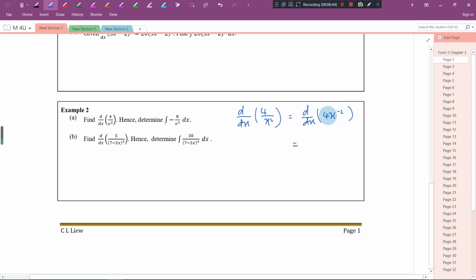Negative 2 times 4, you get negative 8. And copy the x. The power here, you always need to minus 1. Okay, then we change back to this form. Now, the question asks us to integrate this. For the differentiation part we have done, we got the answers. Now we go to the second part, which is integrate this.